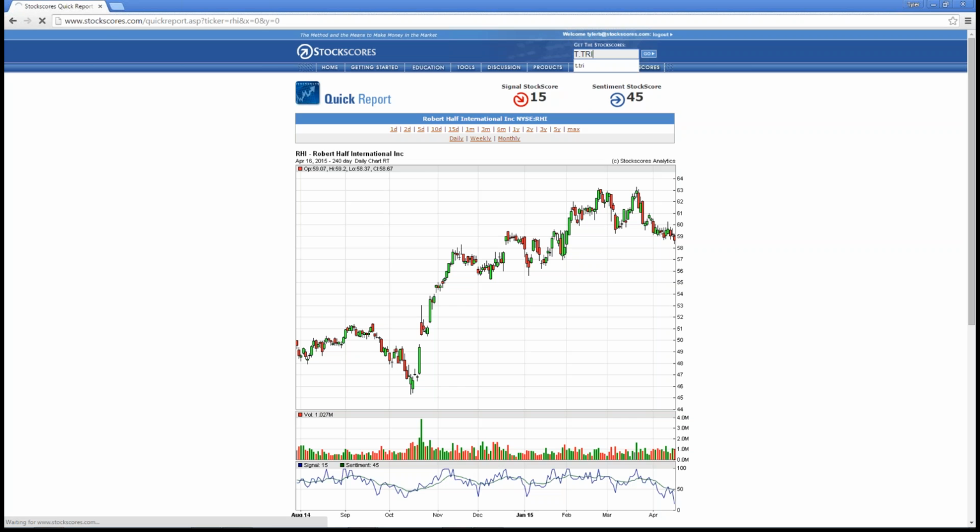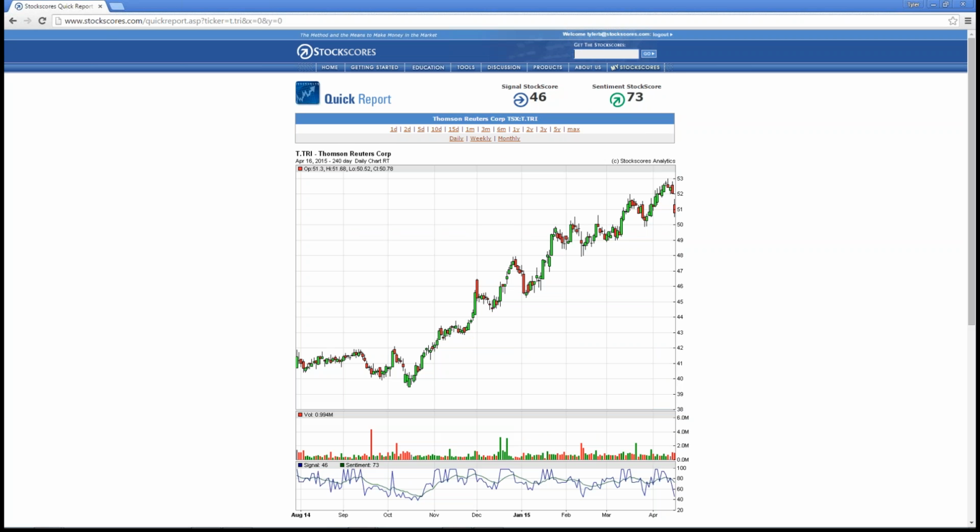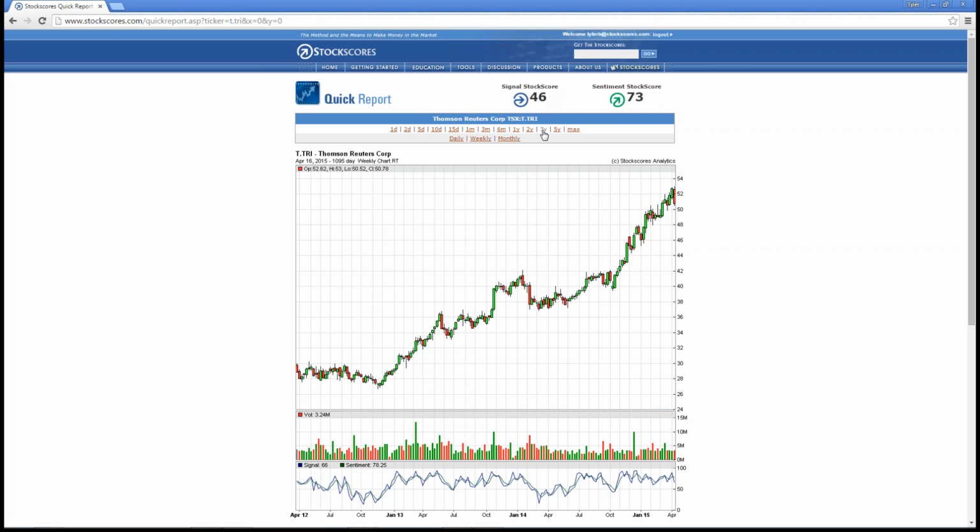T.TRI. T.TRI is breaking an upward trend line today, so I'm a little bit concerned about that. Longer term, not bad. It looks to me like it's going to go into a pullback. I think 3 months from now it could be higher, but 2 weeks from now I think it's lower. So if you're a more shorter term trader, I'd think about selling that one.